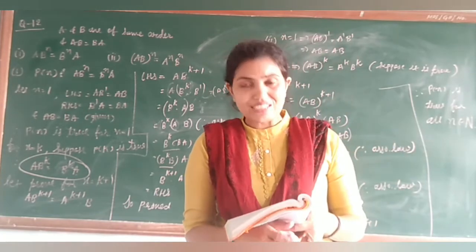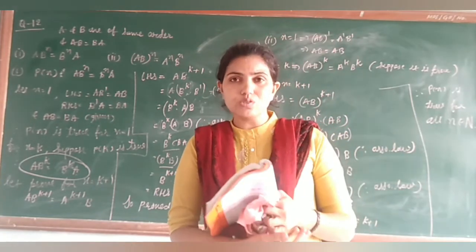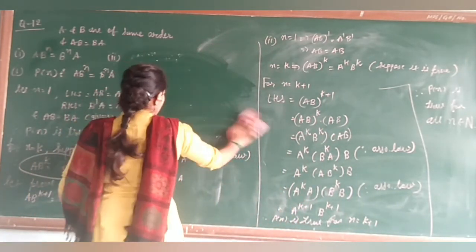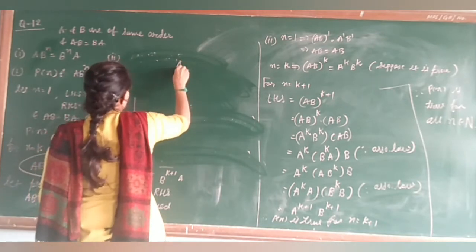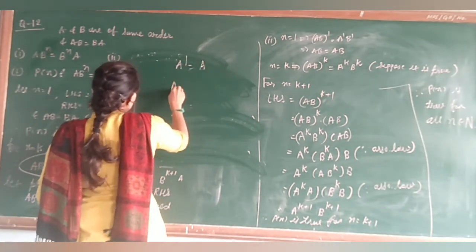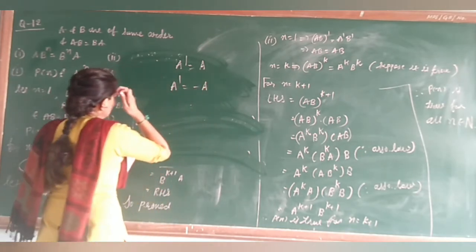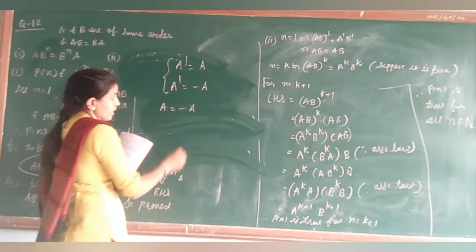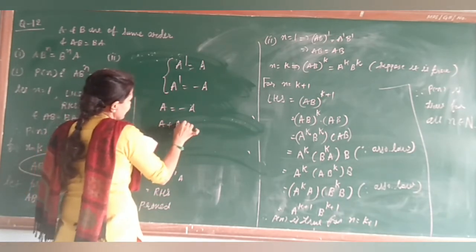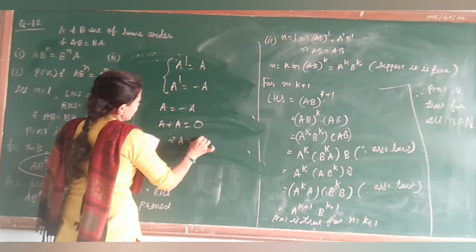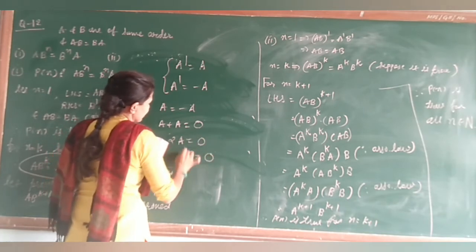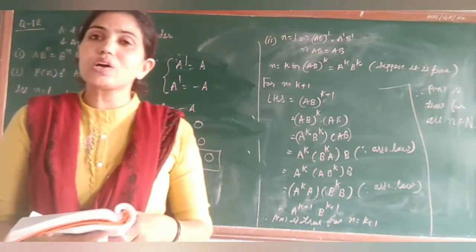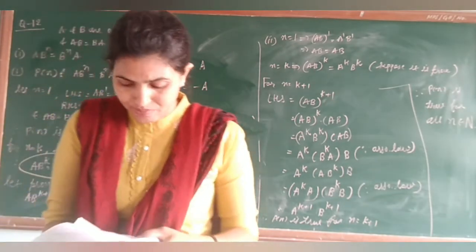Question 14. If a matrix A is both symmetric and skew symmetric, then what does symmetric mean? Symmetric means A transpose is equal to A. Skew symmetric means A transpose is equal to minus A. So the matrix is both of these. That means A is equal to minus A. Then A plus A is equal to 0, and from here A is equal to 0. So second, you will prove this, question 14 is a proof question. Then your answer will be A is a zero matrix.